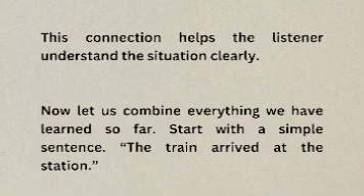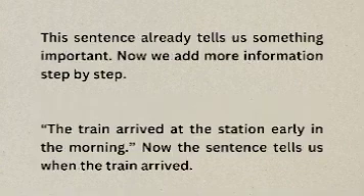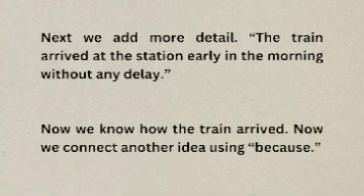Start with a simple sentence. The train arrived at the station. This sentence already tells us something important. Now we add more information step by step. The train arrived at the station early in the morning. Now the sentence tells us when the train arrived. Next, we add more detail. The train arrived at the station early in the morning without any delay. Now we know how the train arrived.